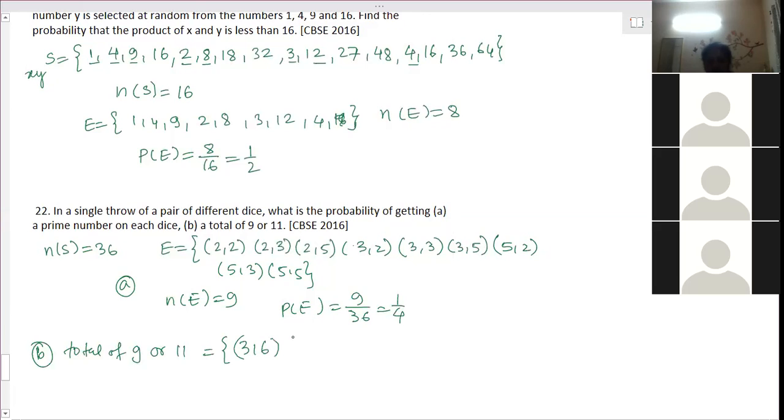9 or 11 they have told. Not greater than 9. Ma'am, 4 and 3, 6. Not possible. 4, 5. 4, 6. No. Then 5, 4. 5, 6, ma'am. Then 6, 3. And 6, 5. 3, 4, 5, 6. 6 by 36. That is 1 by 6.